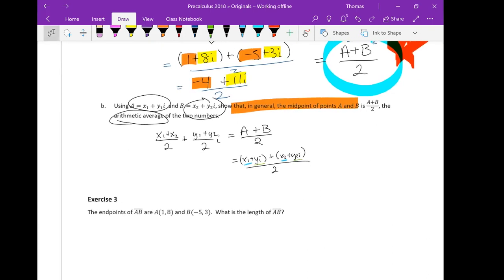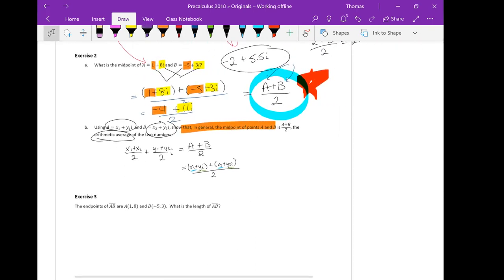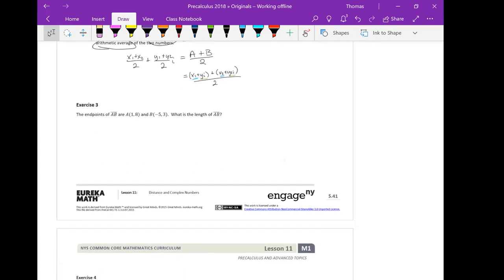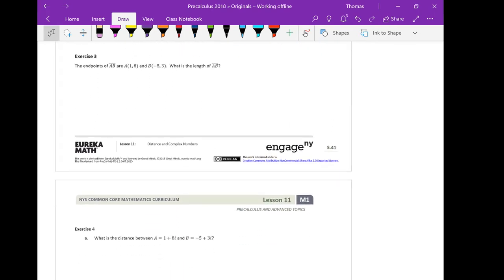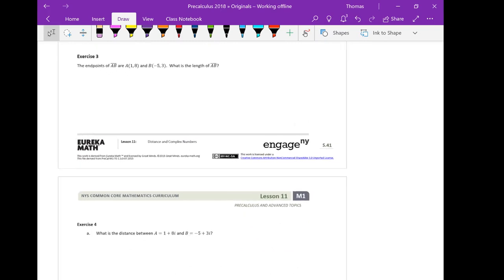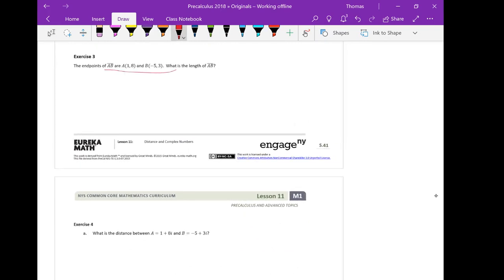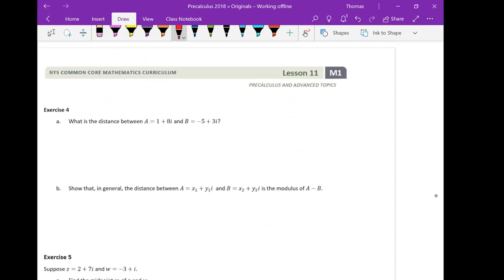Okay, so we know how to calculate midpoint. We'll practice this at the end. Now we want to do the same for distance, and they use the same points. They want to make this connection that this segment with xy coordinates is the same as the segment that connects our two complex numbers with the same real and imaginary parts.